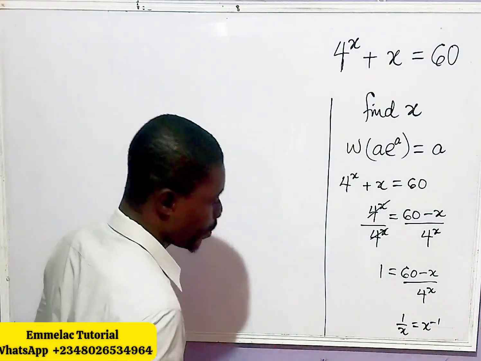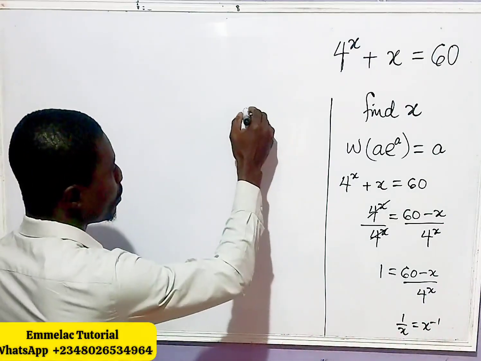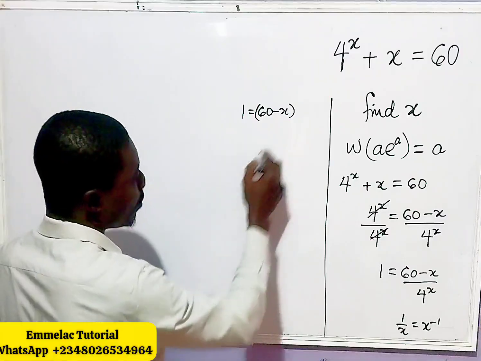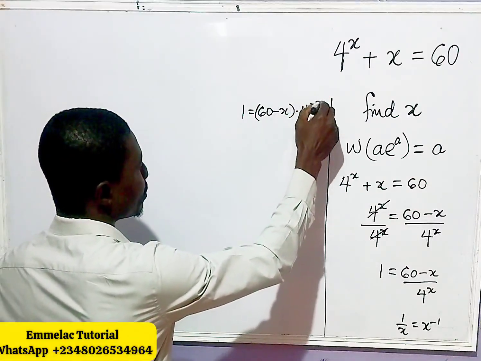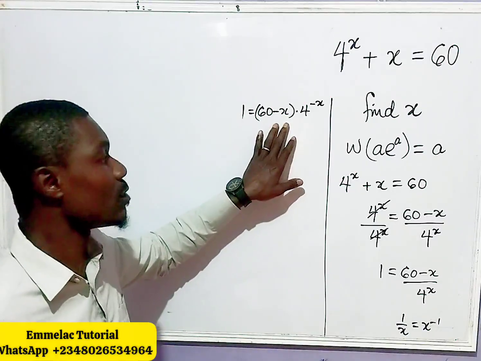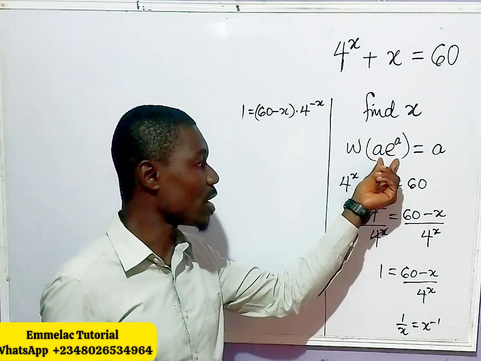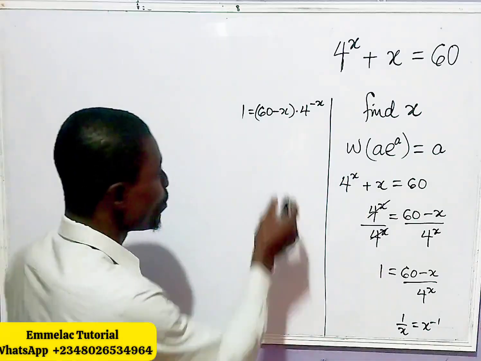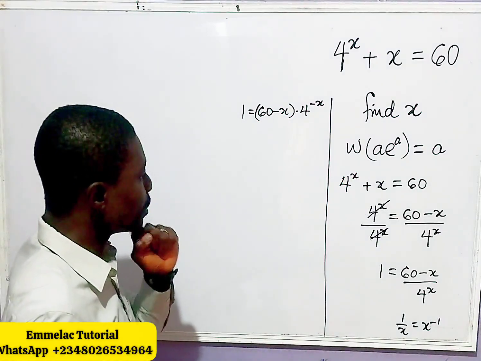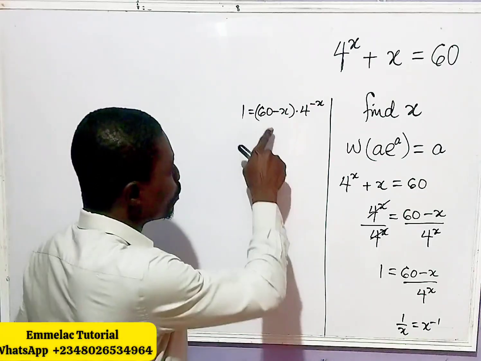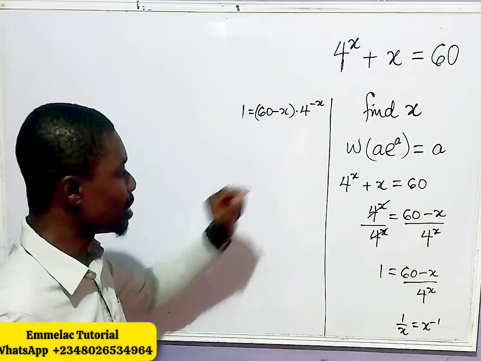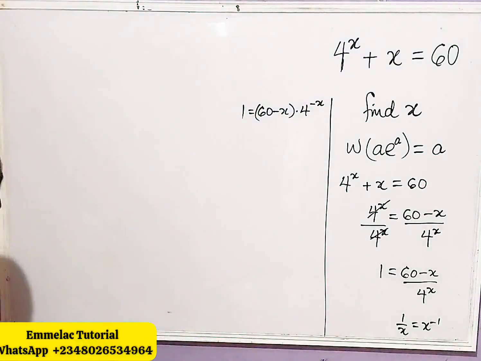So the whole of this equation now becomes 1 equals 60 minus x times 4 raised to the power of minus x. Here we're going to begin the transformation into this kind of exponential expression. We'll be working only on the left hand side of the equation. First of all, I want to introduce 60 to this exponent here. For me to do that, take note of this, let's come over here.